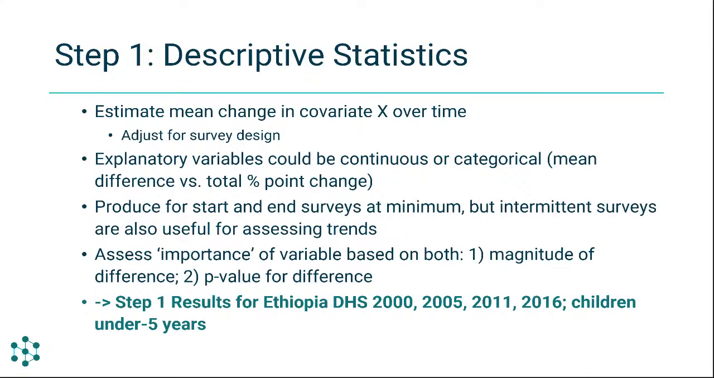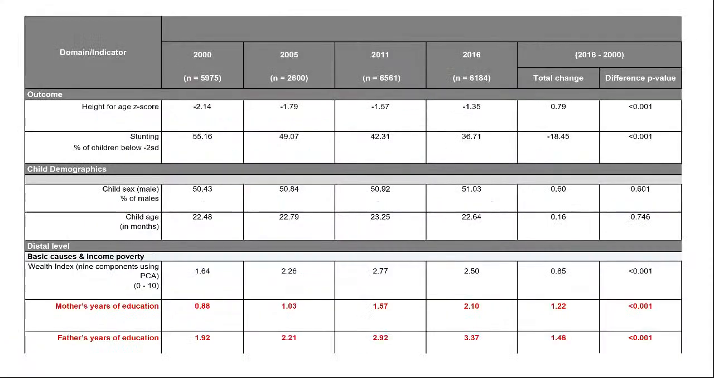So we would want to do that for the series of covariates that are identified as potentially being important that we've mapped to our conceptual framework. And once we've done that, we can assess the quote unquote importance of the variable, based on both the magnitude of the difference and also the p-value for the difference. So let me show you what this looks like for Ethiopia.